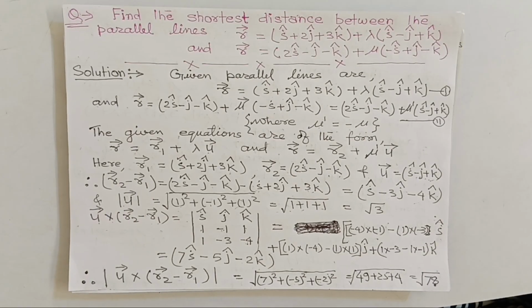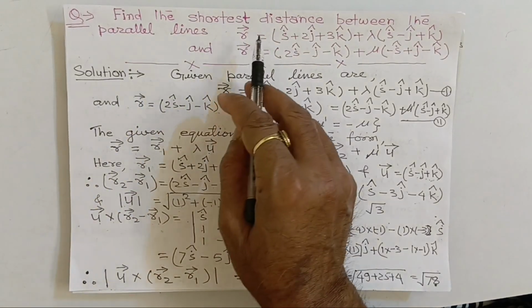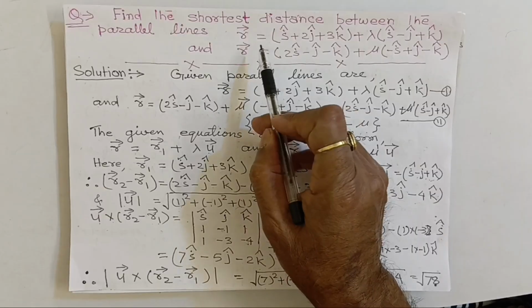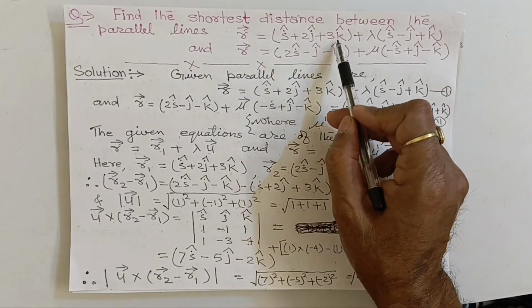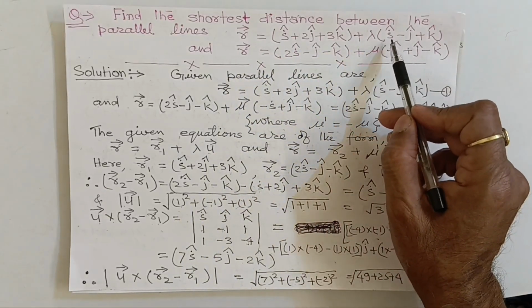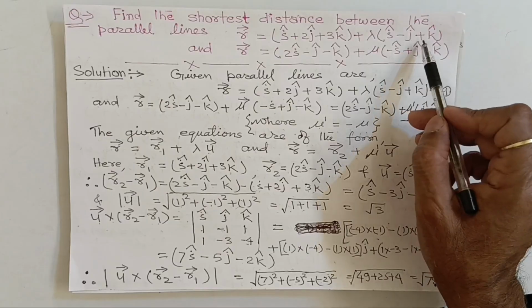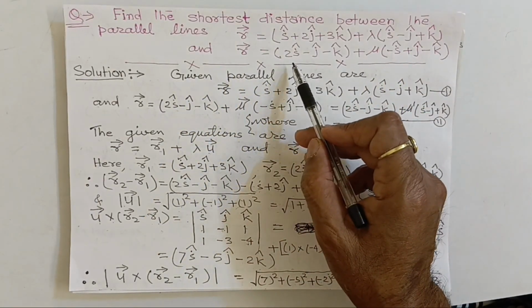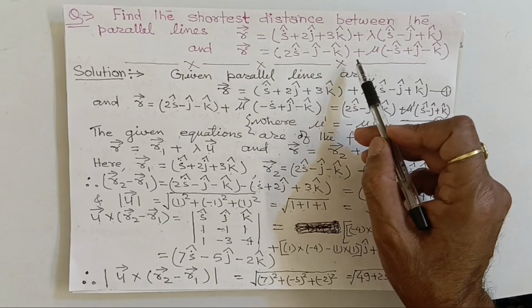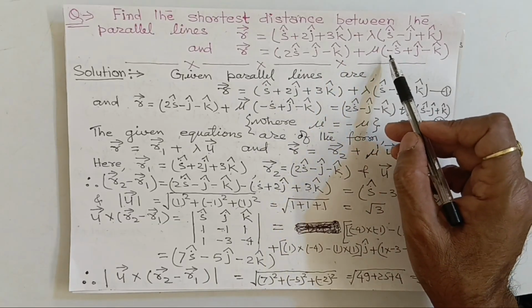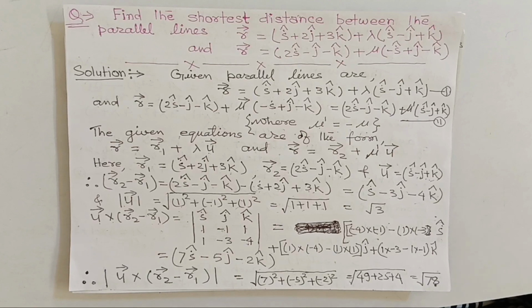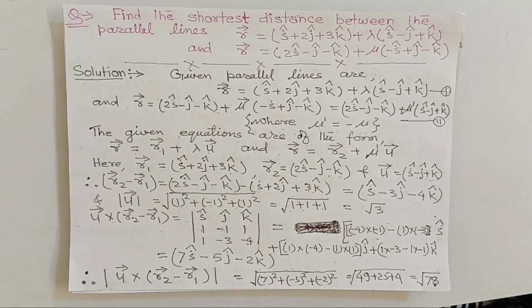The question is: find the shortest distance between the parallel lines vector r = i + 2j + 3k + lambda(i - j + k), and vector r = 2i - j - k + mu(-i + j - k). Very important question. Solution is here.